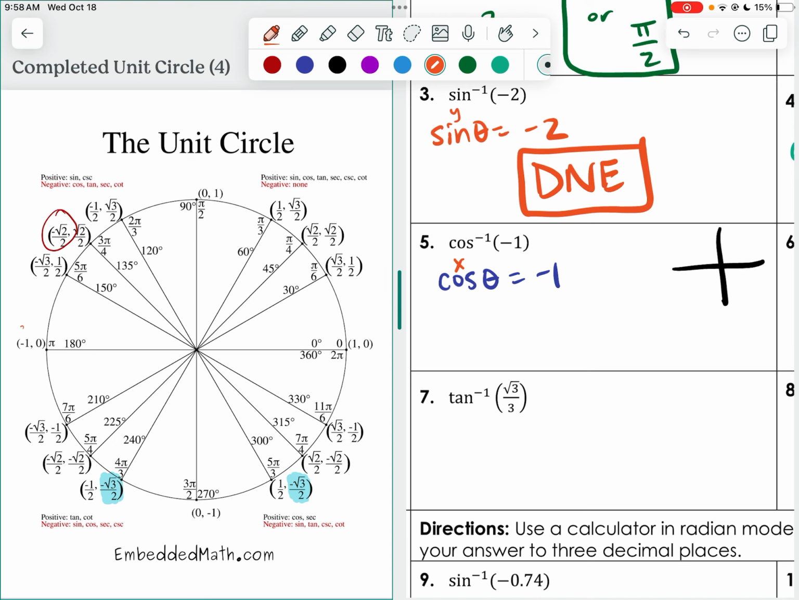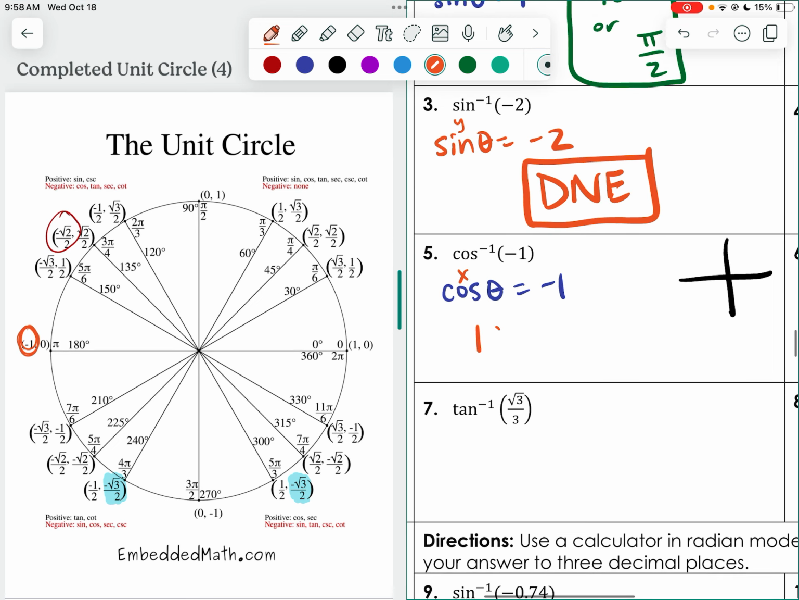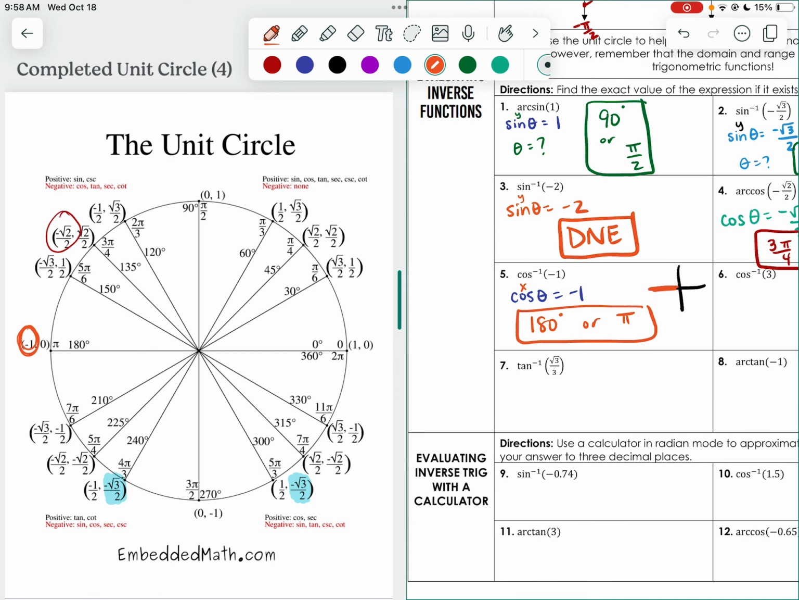Okay, hopefully you paused me and tried that. So where the x is negative 1, that's either at 180 degrees or pi radians, either one. That's right here. All right, I'm going to skip to number 7.